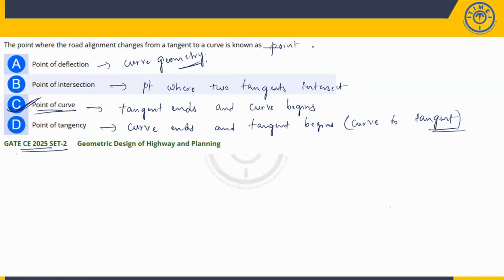Option C. Am I clear to all of you? Thank you, Ardi. What about others? If it is clear, we'll move to the next question immediately. Please let me know if anyone has any doubts in this. Thank you, Anupriya.